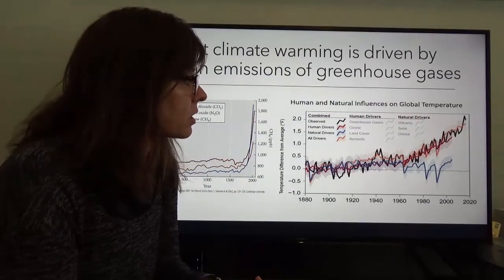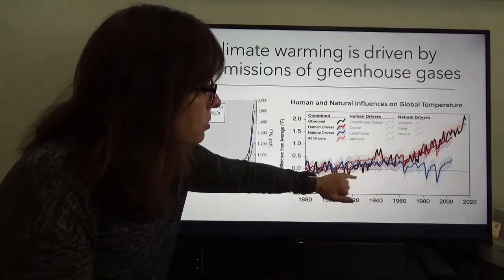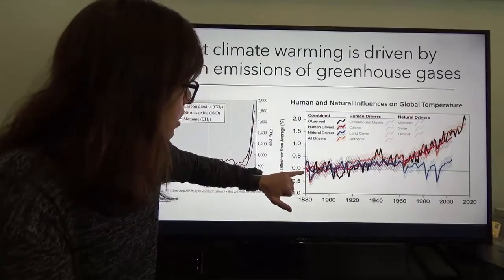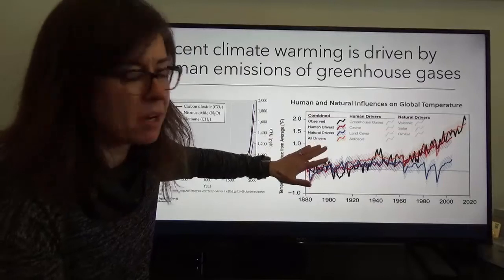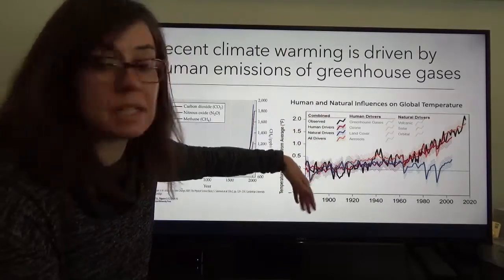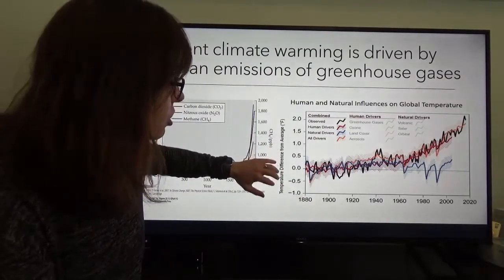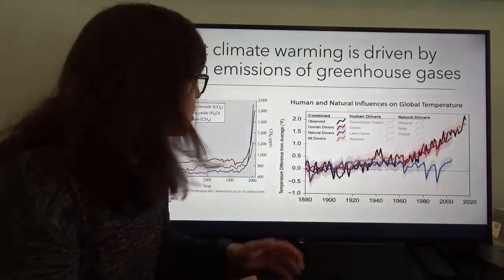But what is very clear when we run models that incorporate, so the black line on this graph is observed data. So here is our temperature difference from average, and this is in Fahrenheit, so this is an American figure, but you get the picture. An increase, a positive value, is an increase in temperature, a negative value is a decrease in temperature. So this is the temperature difference from that long-term average, that normal temperature value.